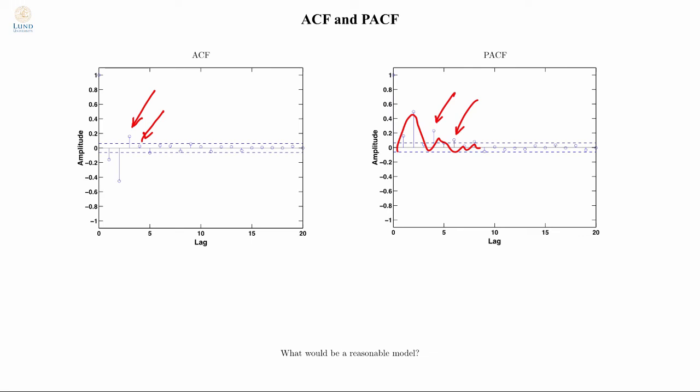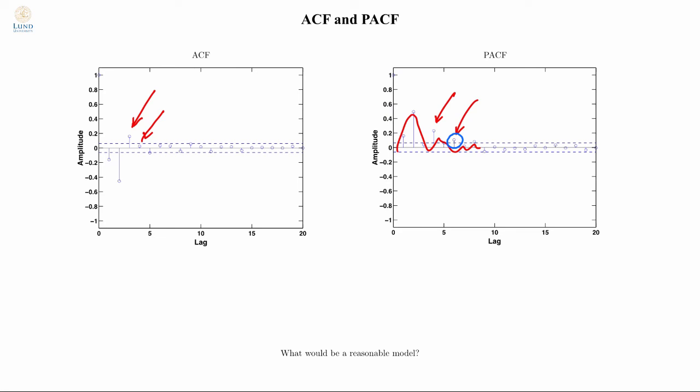Notice here, why do I start with an AR4 instead of an AR3? Notice that the coefficient here is quite small. Is it outside the confidence interval, or is it just slightly outside the confidence interval? Should I treat this as 1 over the 20, or should I say this is actually statistically significant? That is not easy to determine. The only way to determine that is to try the model and then to see what works and what doesn't work.